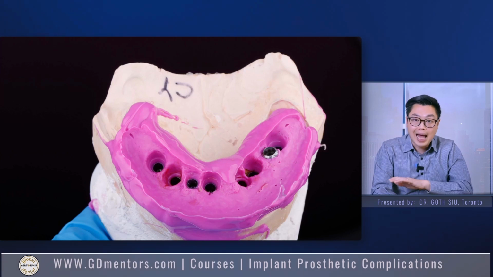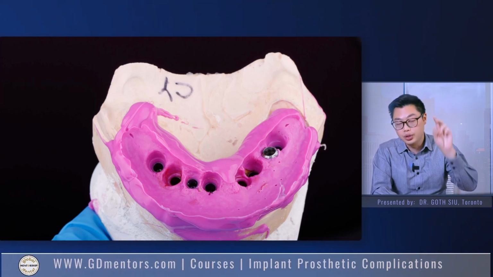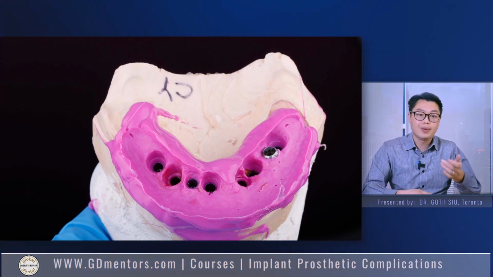And so the lab, when they design the new prosthesis or the final restoration, can scan this new soft tissue, and then they can do the negative image of this to design the intaglio surface exactly how your temporary restoration was.